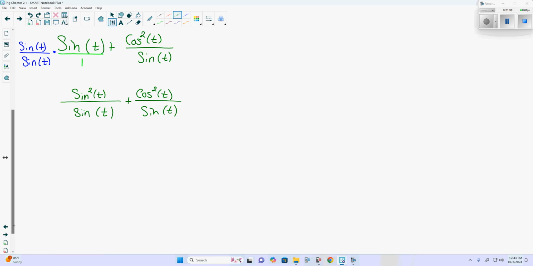We use sine and cosine because that's a little bit easier to work with, because we can match it up, sine and cosine. Now at this point, the reason we're doing this adding, because if I can get it to be a single term, that makes things better. And if there's any of our Pythagorean identities that show up, we're going to utilize them. Because now we can add. Since the denominators are the same, we can add the numerators. So we get sine squared of t plus cosine squared of t over sine of t.